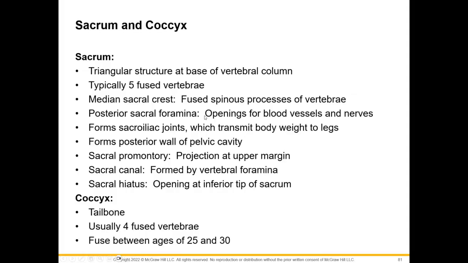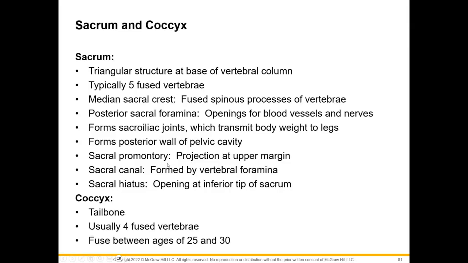Okay, the sacrum is a triangular structure at the base of the vertebral column. Typically, there are 5 fused vertebrae. You have the median sacral crest, that's the fused spinous processes of the vertebrae. Then you have the posterior sacral foramina. Those are openings for the blood vessels and nerves. Also, at the sacrum we form the sacroiliac joint, which transmits the body weight to the legs. Also, it forms the posterior wall of the pelvic cavity.